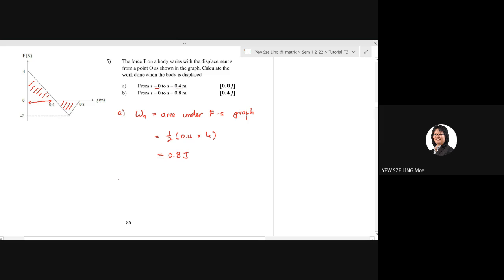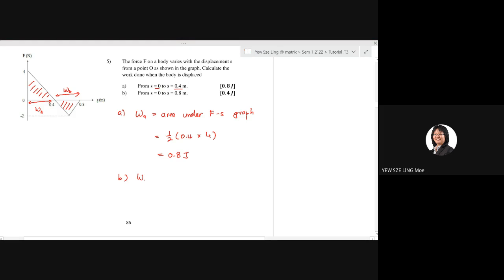So for question B, now you want to calculate the work done from 0 until 0.8. What can you do in this case? Now you have W, the work done for the first part, already. So we want to focus on the second part, and I'm going to call it B. This is my WB, this is my WA.